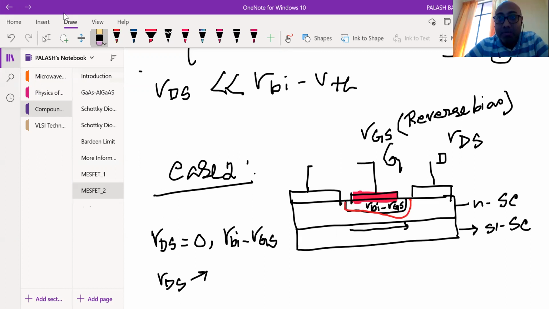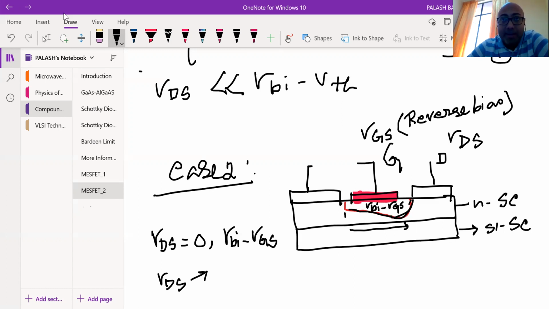I'll read out once more. The moment you are on the source side, the voltage is VBI minus VGS. The moment you go towards the drain side, you see the depletion layer tries to increase. Why? Because you have also applied reverse bias condition across the drain side. This is very important, because the moment you apply some positive voltage over there, there would be such an extension of your depletion region.